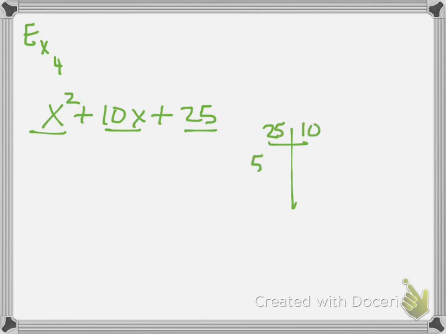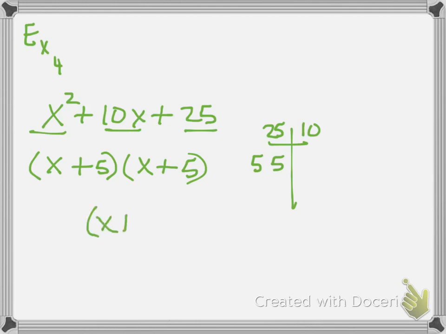And I know just by thinking about it, that's 5 times 5. 5 times 5 is 25. Those add to give me 10. Here's how you write the answer. This is called a perfect square trinomial because you can also write the answer like this. These multiply to give me 25. The 5s add to give me 10. This is the final answer. Check. Let's do another one.